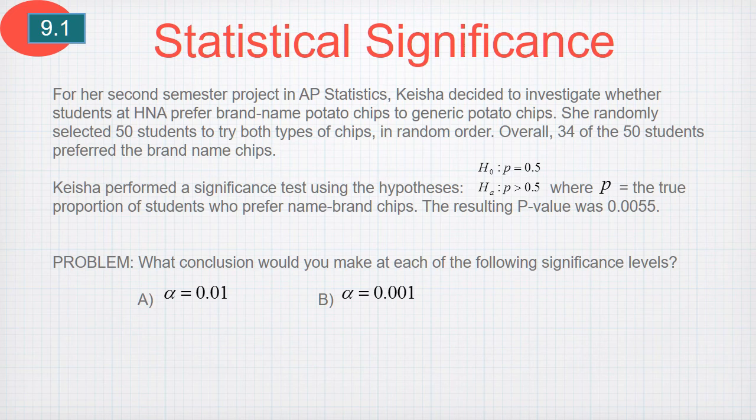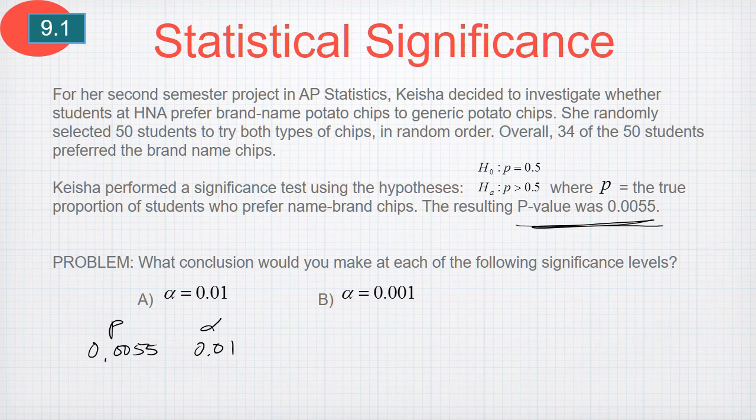And then we have a magical p-value that appeared out of nowhere. We have no idea where it came from. We'll deal with it later. Okay, so what conclusion can we make at each of the following significance levels? My first significance level is alpha equals 0.01. So I'm going to state my p, which is 0.0055, and I'm going to look at my alpha, 0.01.